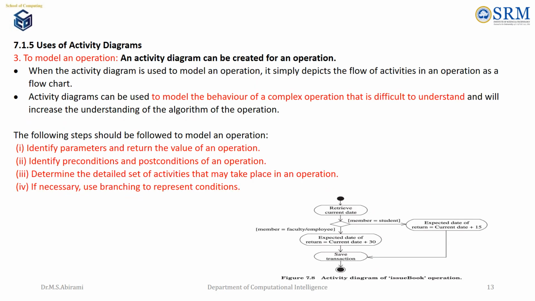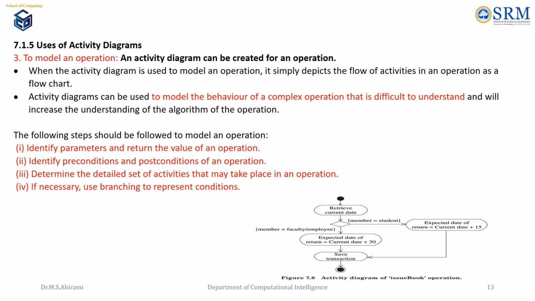Then the third use is to model an operation. An activity diagram can be created for an operation. The following steps should be followed to model an operation. Identify the parameters and return value of an operation. Identify preconditions and post conditions of an operation. Determine the detailed set of activities that may take place in an operation. If necessary, use branching to represent the conditions.